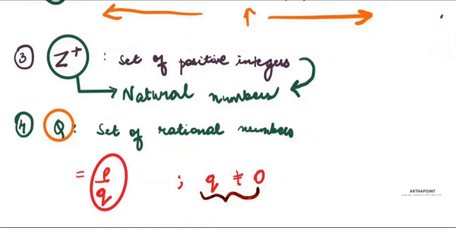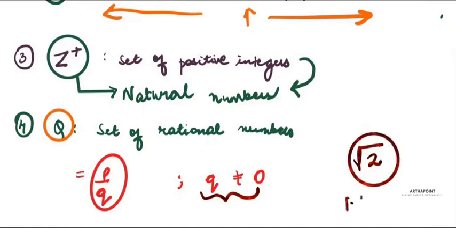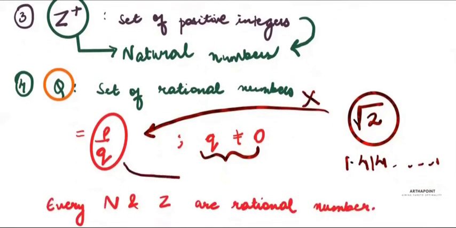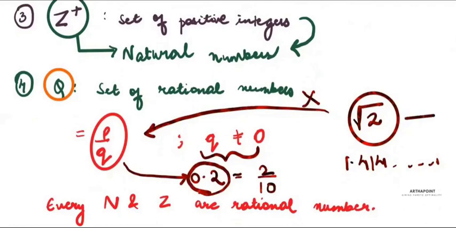Now, for example, if I take root 2, and if I find out the value of root 2, you will notice that this is 1.414 something, something, something. But you cannot represent it completely in the form of P by Q. But if I give you the example of 0.2, then I can simply write this as 2 by 10. So 0.2 is a rational number, but root 2 is not a rational number.